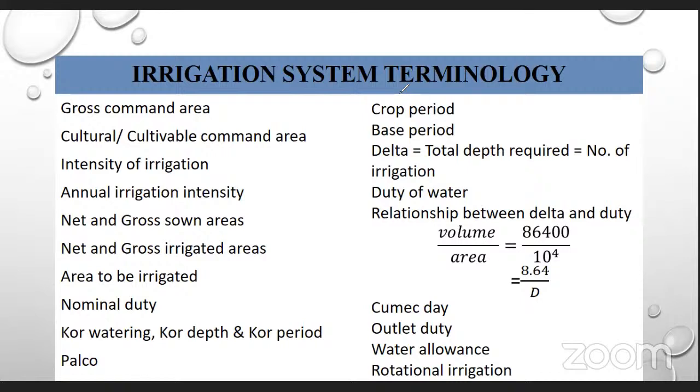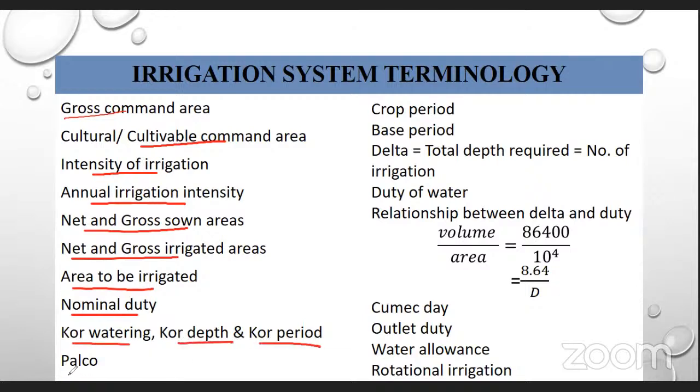In the previous class, we discussed the gross command area. I hope I have made it clear. The culturable command area, intensity of irrigation, annual irrigation intensity, net and gross sown area, net and gross irrigated area, area to be irrigated, nominal duty, nor watering, core depth or core period, the palco, crop period, base period, delta, then duty of water. Okay, and we have discussed one numerical also.